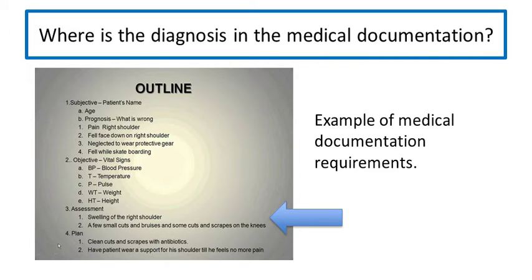Let's begin with an example of medical documentation requirements. This is an outline of what the physician is expected to document during an encounter with a patient. The medical documentation could be very detailed for a surgical procedure or short and to the point for a brief visit to the doctor. Can you guess what the diagnosis is in this example?